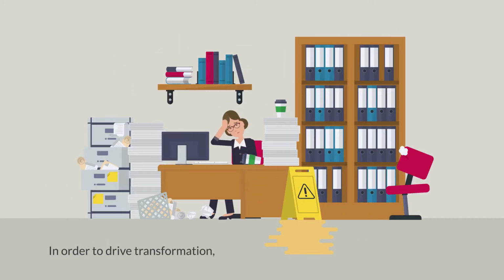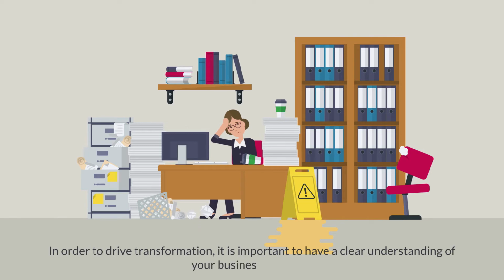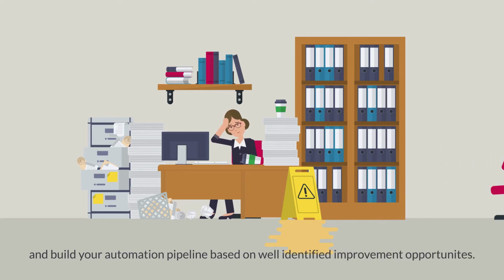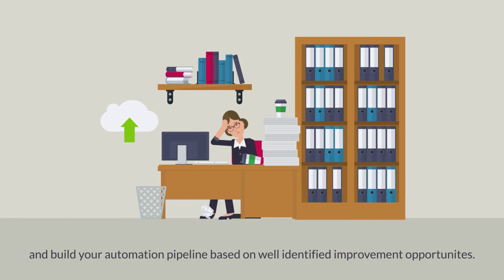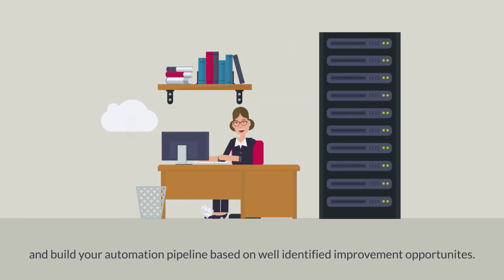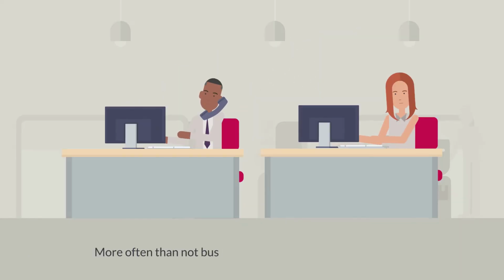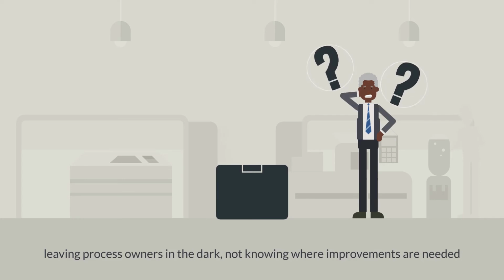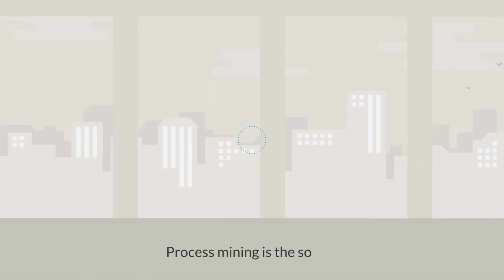In order to drive transformation, it is important to have a clear understanding of your business problems and build your automation pipeline based on well-identified improvement opportunities. More often than not, business processes operate in a black box, leaving process owners in the dark, not knowing where improvements are needed. Process mining is the solution.